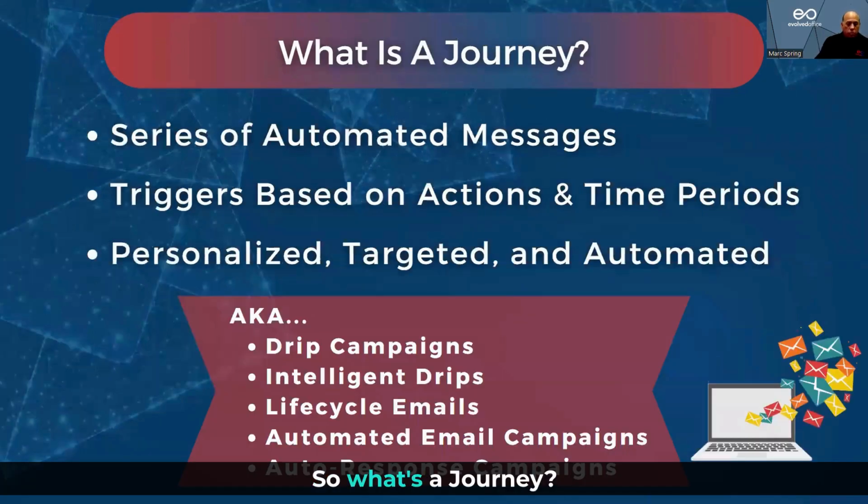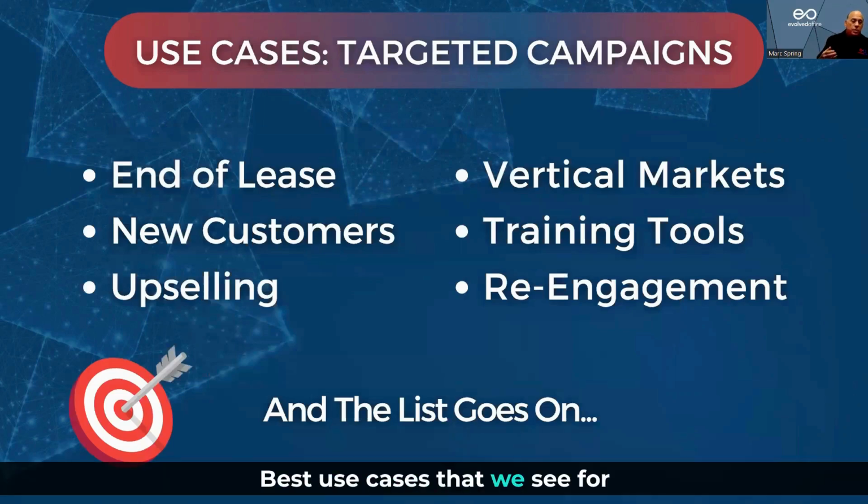So what's a journey? You might know journeys as automated drips. You can call them a lot of different things, but they are journeys that are generated based on triggers and send specific information to specific clients based on what they're clicking on in your marketing. Best use cases that we see for journeys in our industry, and you'll have your own, is creating dynamic end of lease campaigns, onboarding new customers. So you can actually pivot off of your data and start an automated set of emails that go out to your customers, let's say when their lease is up in 180 days.